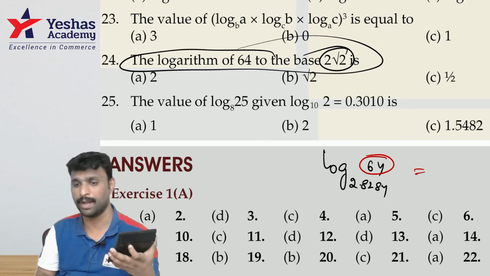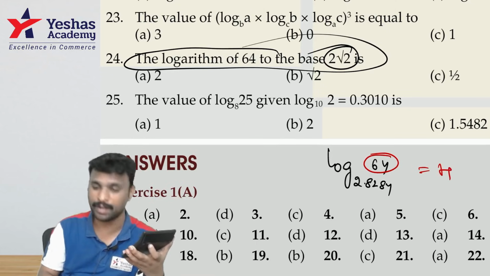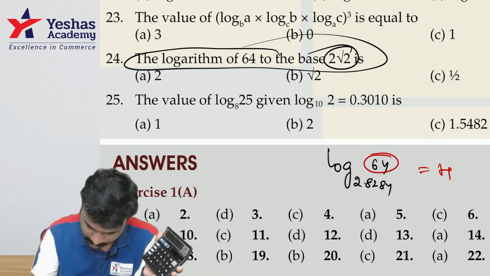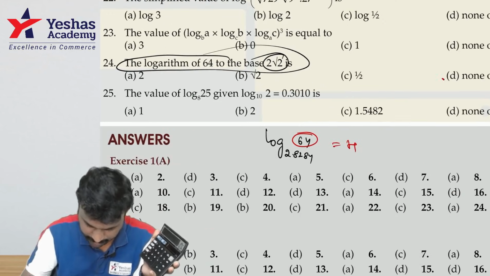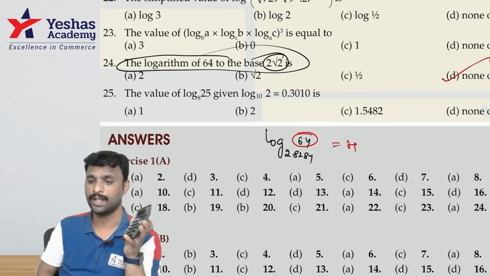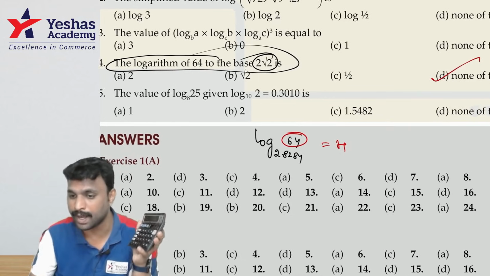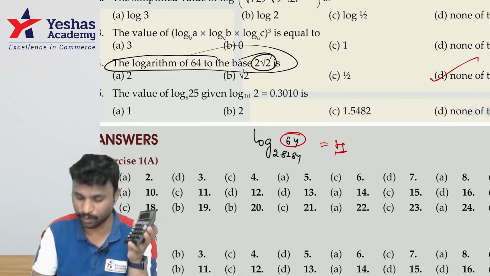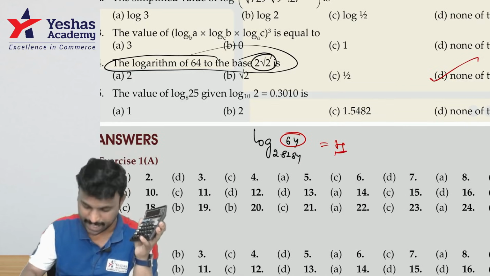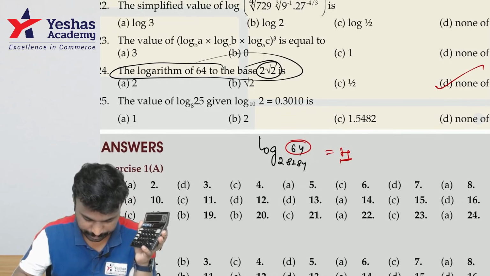Now, what's the counter number? 5. What is the actual power? 4. So the answer for this question is option D, none of this. For question 24, there's no option where the answer shows 4. So it should be option D, none of this. Is it clear?